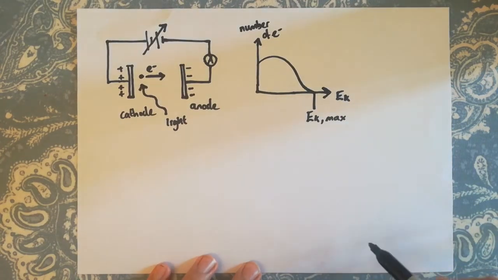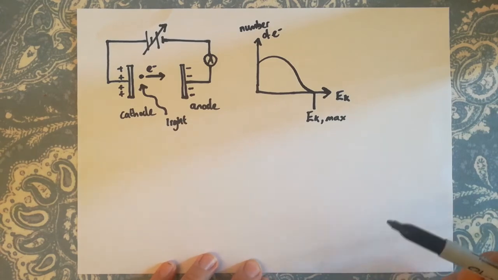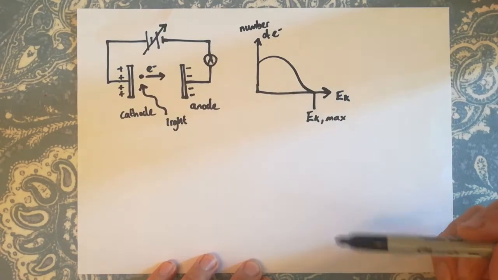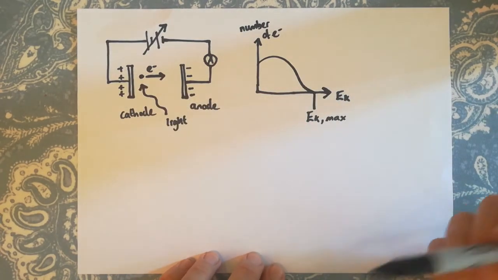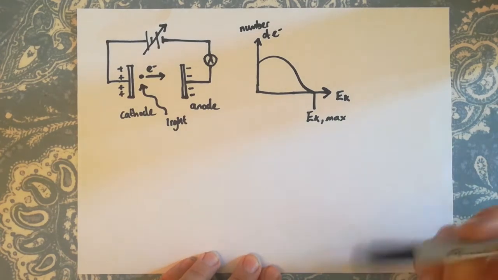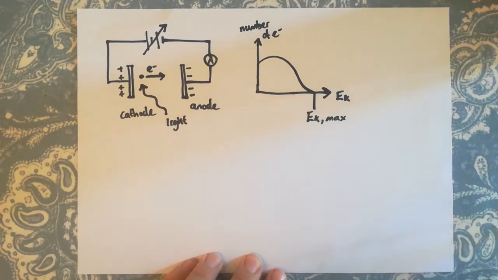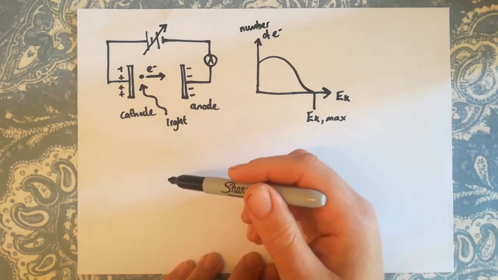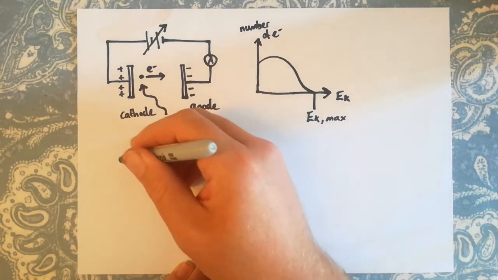Now, another thing that we could do with this apparatus is change the frequency of the light, change the color of the light, or change the photon energy of the light if we're thinking about it in terms of photons. And this leads us to our first key result of the experiment.